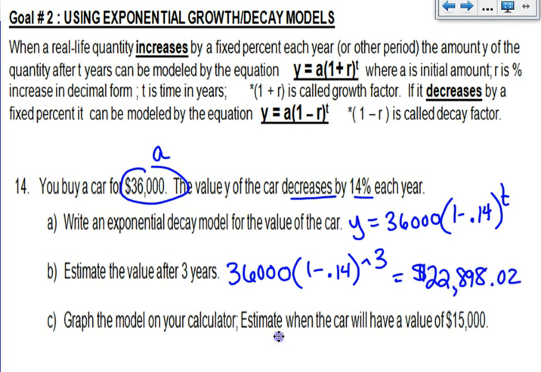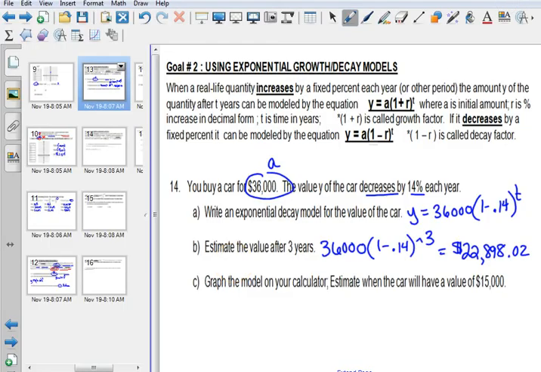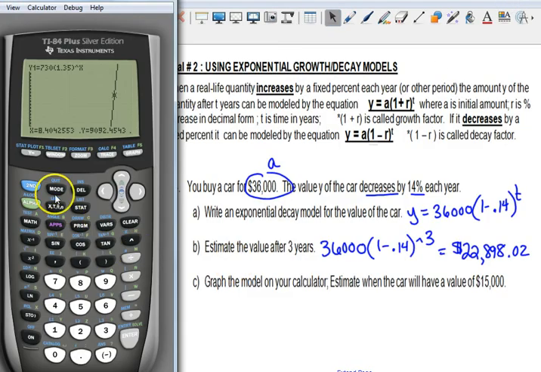So now they want us to get our calculator and estimate when the car will have a value of $15,000. So I guess I should have gone ahead and typed this on my screen, but that's okay. Y equals 36,000 times 1 minus 0.14, and of course you could simplify 1 minus 0.14 to 0.86.